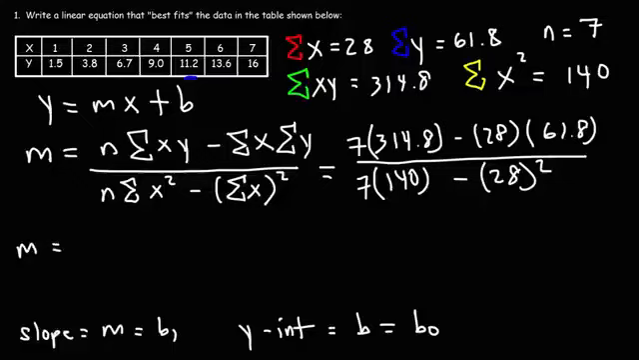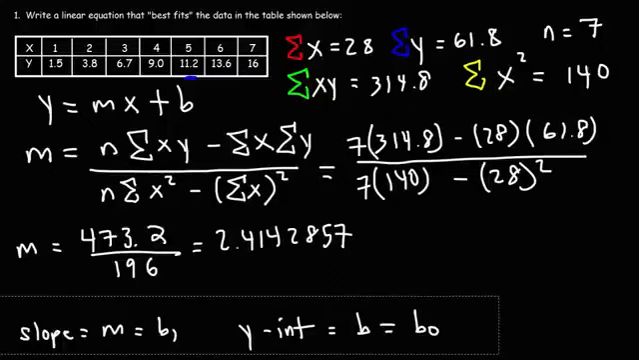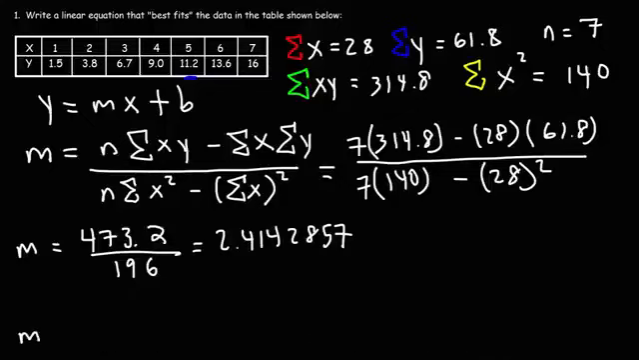So now let's plug everything in. 7 times 314.8 minus 28 times 61.8, that's 473.2. And then 7 times 140 minus 28 squared, that's 196. So dividing these two numbers, this is going to be 2.4142857. So I'm just going to rewrite that at the bottom so we can save that for later.